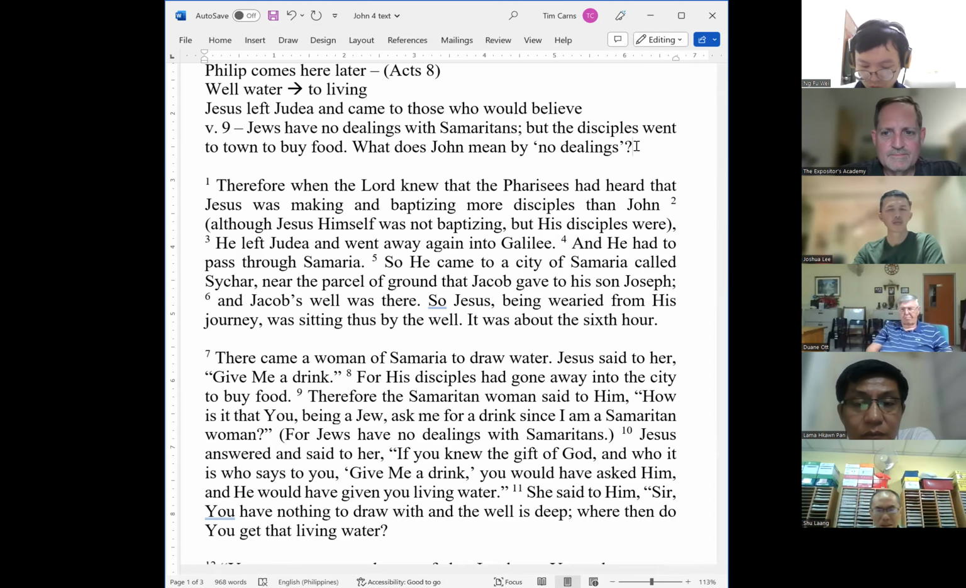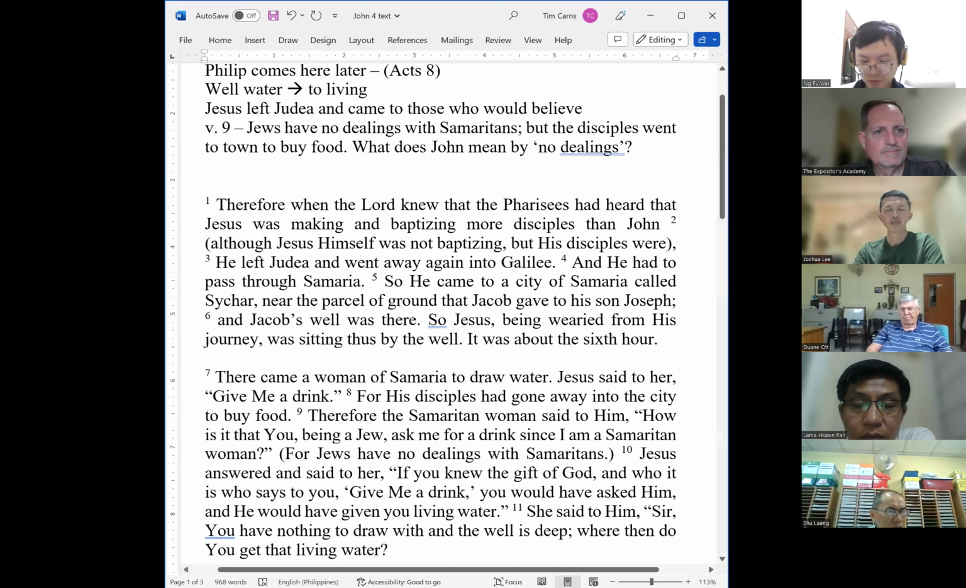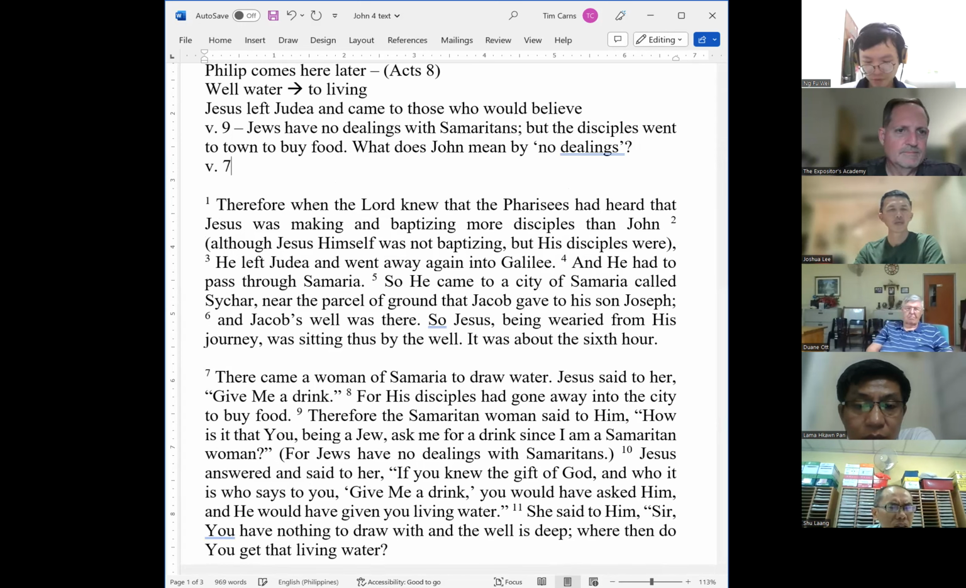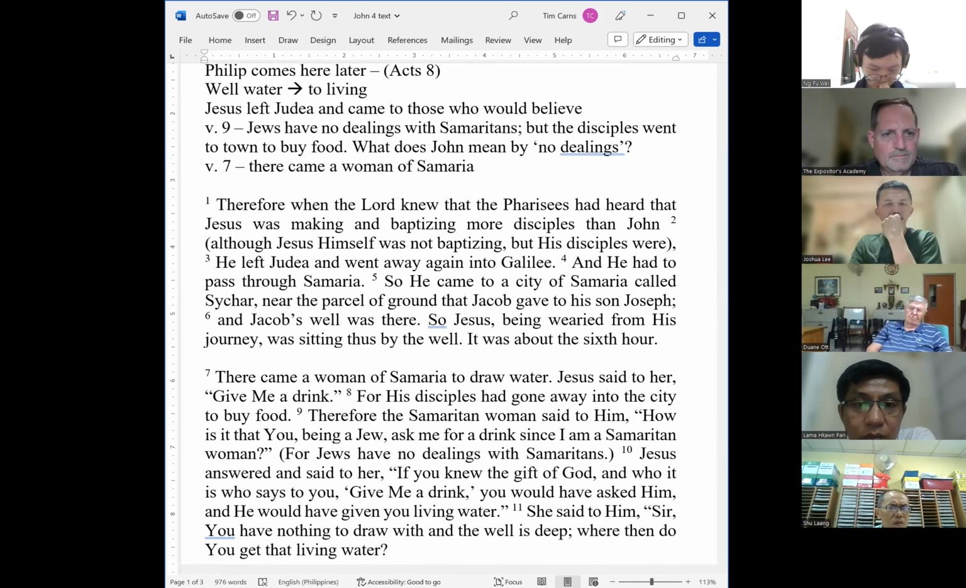Yeah, when we come to verse 7, there came a woman. Specifically the author points out that Samaritan woman. So Jesus did not discriminate by gender, something like that, in a public square also.